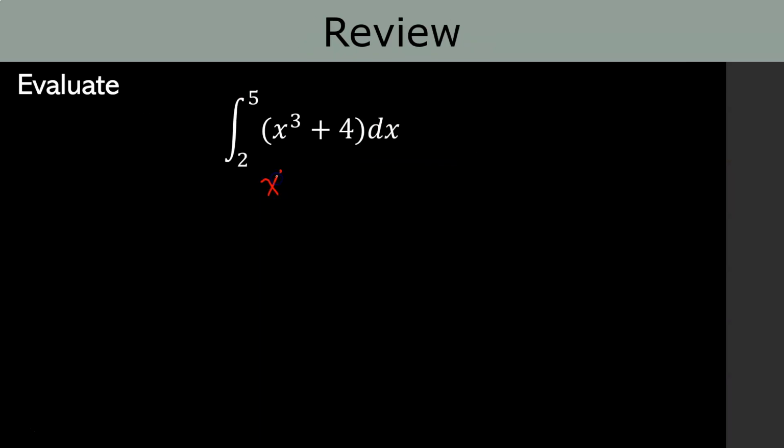So part of the fundamental theorem of calculus you should already know by now, and that is if you're going to evaluate a definite integral, like this case, from 2 to 5 of x cubed plus 4 dx, you need an antiderivative. And so a good antiderivative for x cubed is x to the 4th over 4. A good antiderivative for 4 is 4x. And we don't have to worry about that plus c.